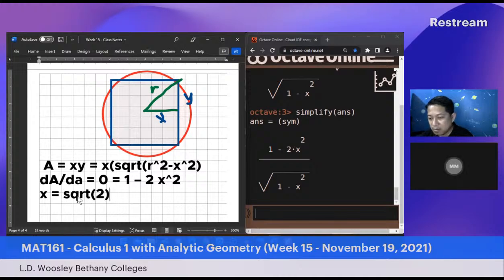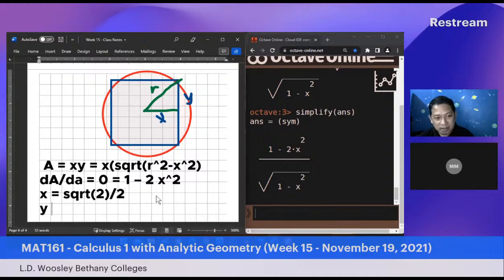Square root of 2 over 2. Ba't ang tagal? Hindi kailangan ng matagal. Square root of 1 half lang. 1 over square root 1 half lang yan. Times square root of 1 half for both numerator and denominator. Square root of 2 over 2. Okay? Oh, let's solve now for y.